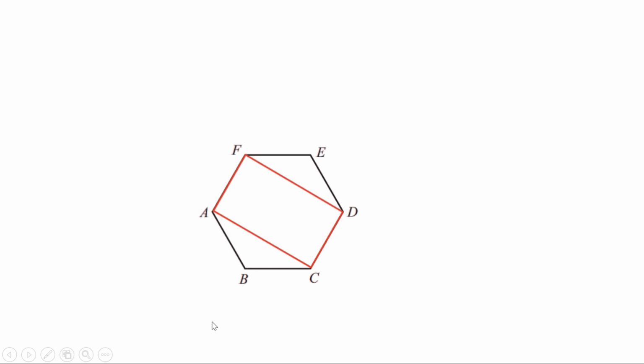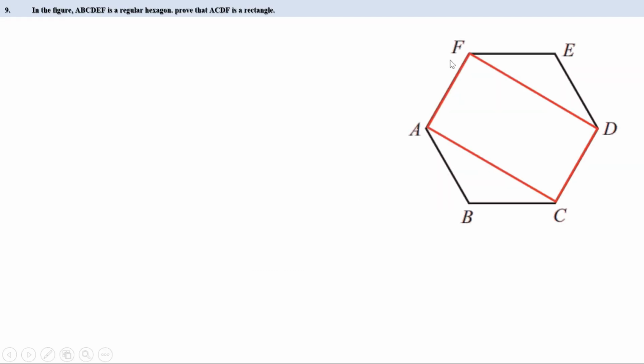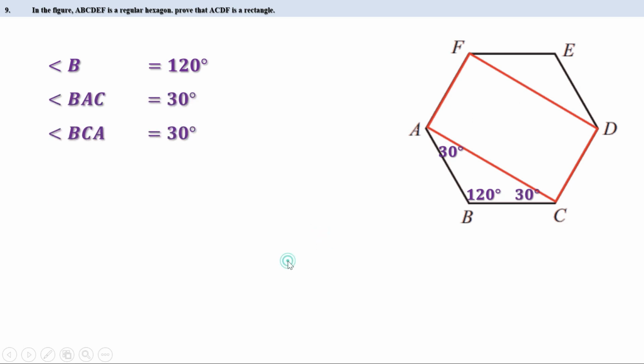Ninth problem. In the figure, ABCDEF is a regular hexagon. Prove that ACDF is a rectangle. Given that ABCDEF is a regular hexagon, we have to prove that ACDF is a rectangle. Angle B is an angle in the regular hexagon, therefore it is 120 degrees. BA and BC are equal, therefore these two angles are equal and they are equal to 30 degrees. In the same way, angle E is 120 degrees and these two angles are 30 degrees.